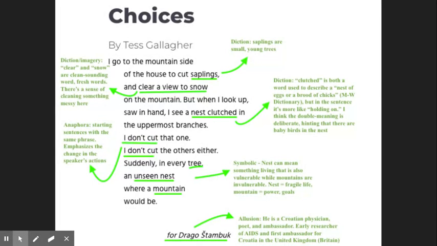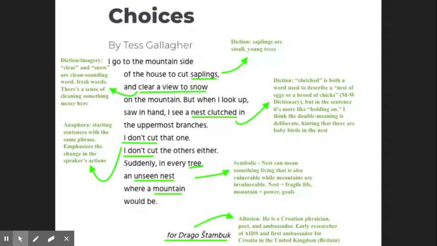And sometimes in this step, you might have to do a little bit of research. For example, for the word clutched, I noted that word. I was like, that's an interesting word. And I had an idea, but I had to check. I looked it up in the Merriam-Webster dictionary, and I found that there were a couple of meanings. That's why I decided to really talk about that word.